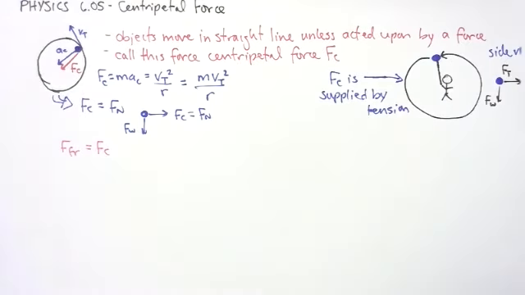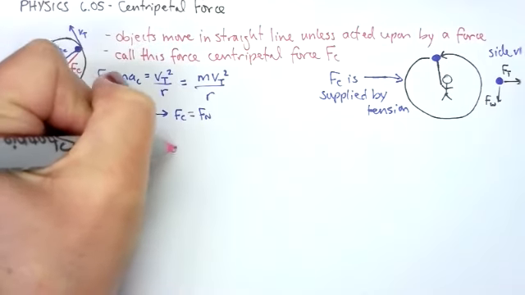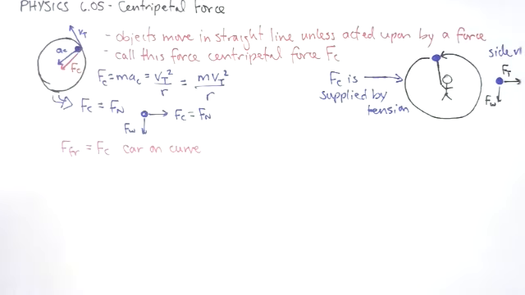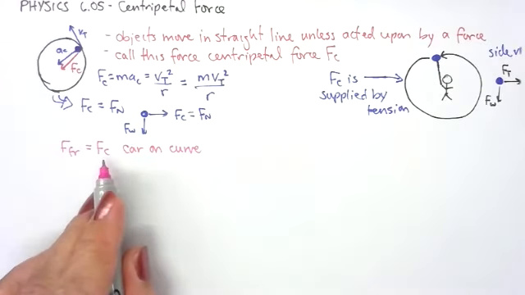Sometimes friction provides our centripetal force. Let's see if you can think of some examples. Any luck? How about a car on a curve? Friction is what keeps the car from flying off the curve. So friction provides our centripetal force.